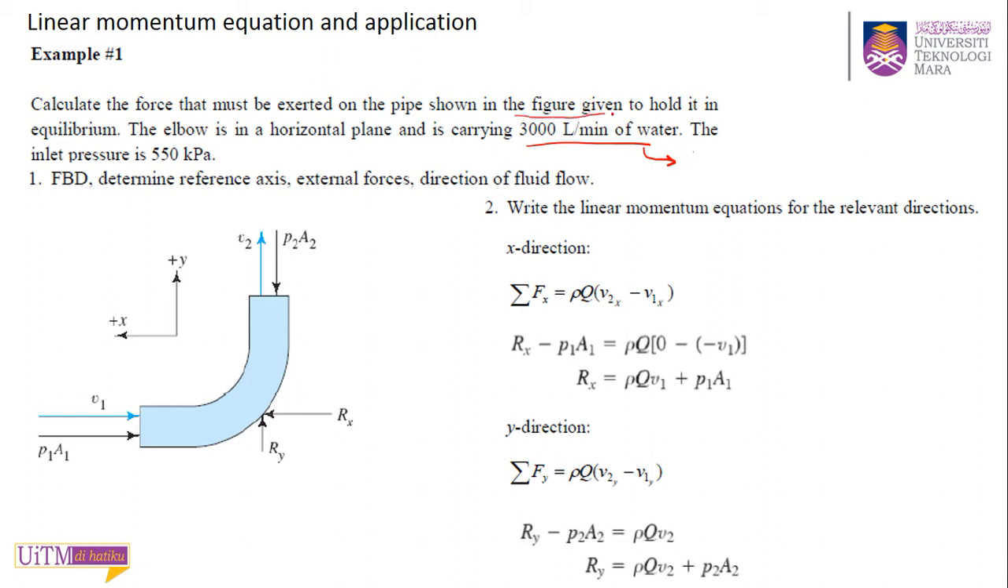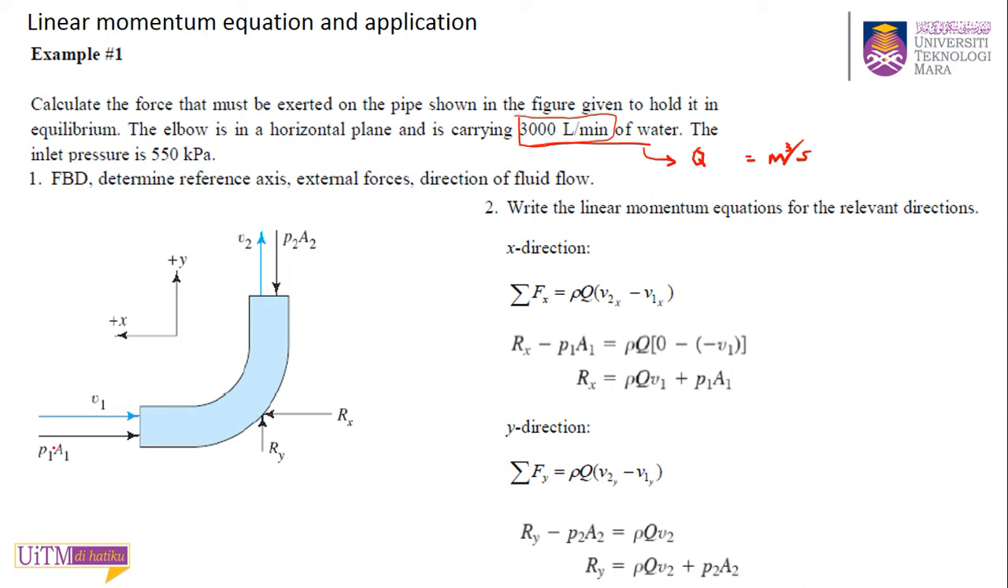What is this value? Q, the volume flow rate. But this is in liters per minute, so you need to change that to meters cubed per second. The volume flow rate is always in the standard unit, so you need to change that to meters cubed per second. Then they give you the inlet pressure is 550 kilopascal.